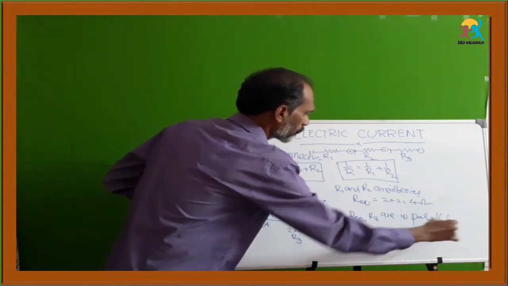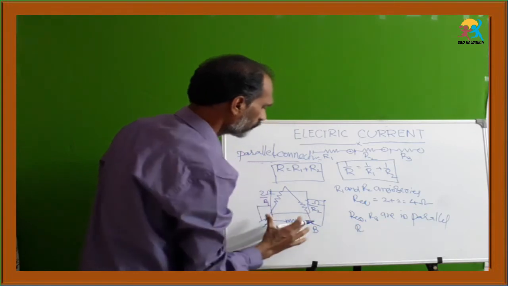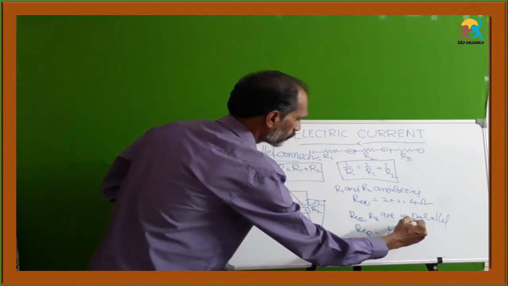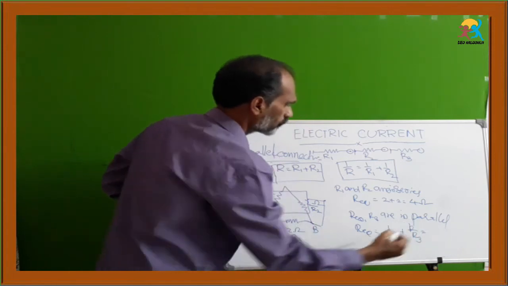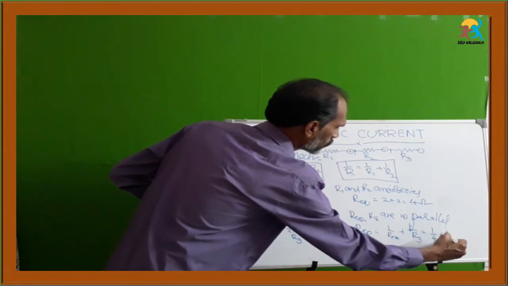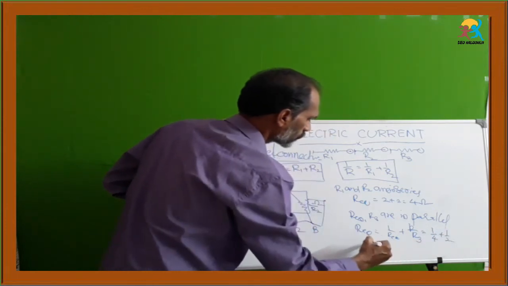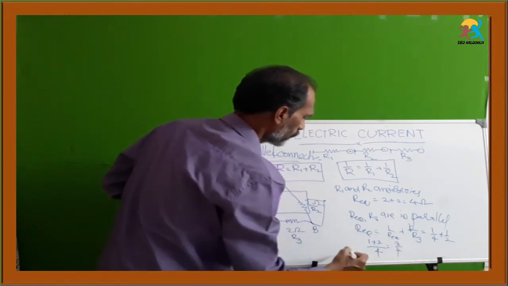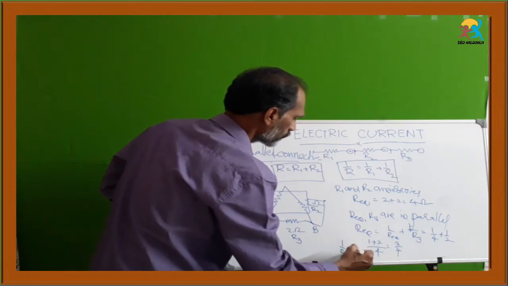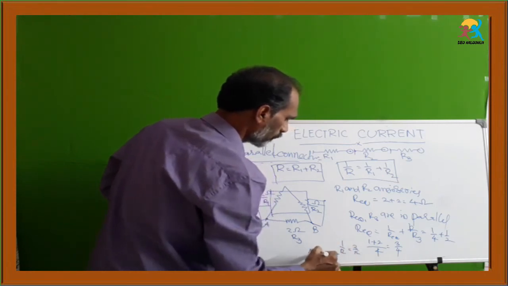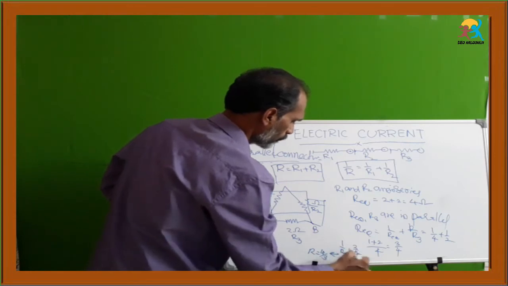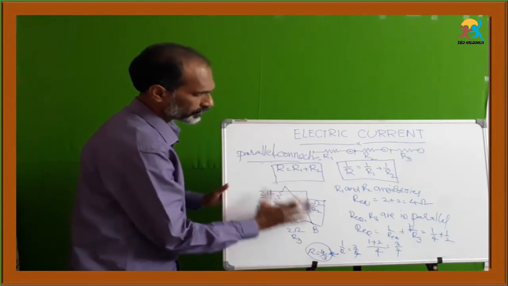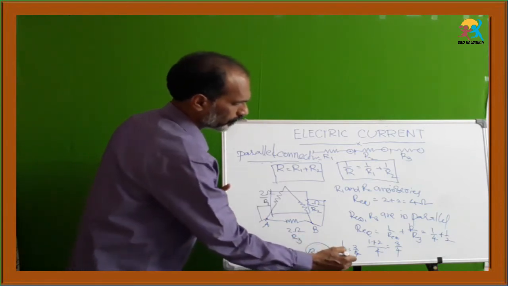Okay, then the combined effect of these two will be 1 by Req plus 1 by R3. That will be 1 by 4 plus 1 by 2. LCM is 4. This is 1 plus this will be 2. This will be 3 by 4. Actually 1 by R is equal to 3 by 4. Then R is equal to 4 by 3 ohms. The total combined effect of all these three resistors will be 4 by 3 ohms.